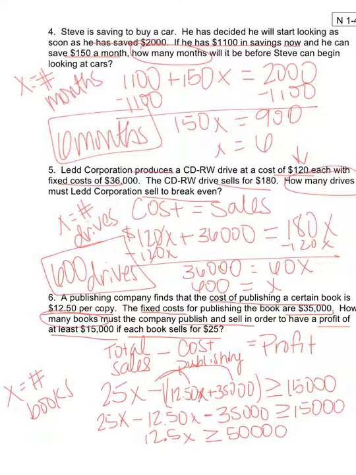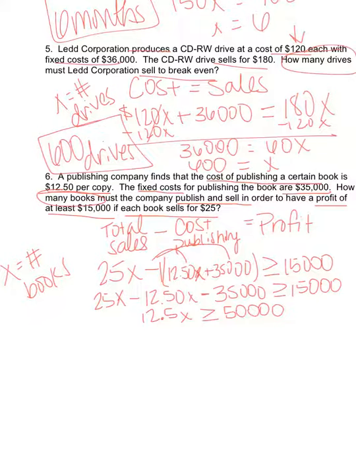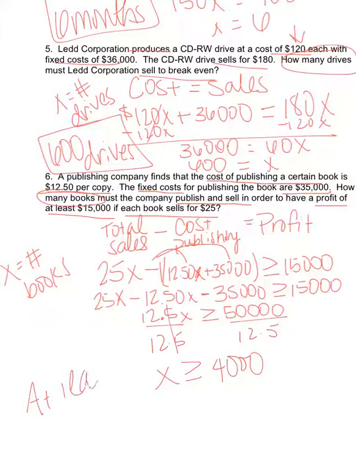Okay, so when I divide here, $50,000 divided by 12.5, you should get 4,000. Okay, so we circle how many books must the company publish and sell in order to have a profit of at least 15,000. So at least 4,000 books.